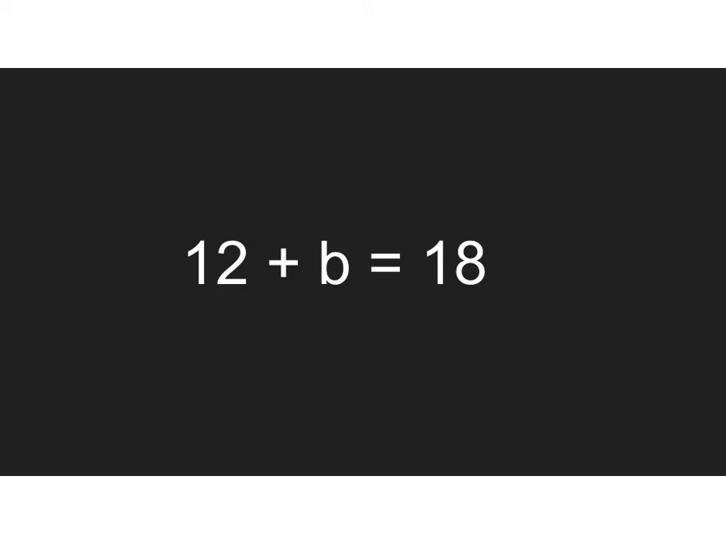So let's take a look at this one. 12 plus something equals 18. Could we figure out what b is, the value of b? Sure we can. You might be able to do that by just looking at it, or you could use the inverse operation, which is subtraction. 18 minus 12 is equal to 6, so b equals 6.